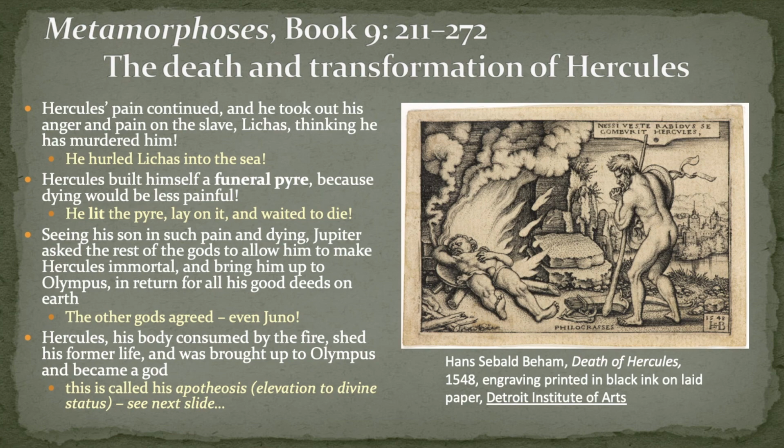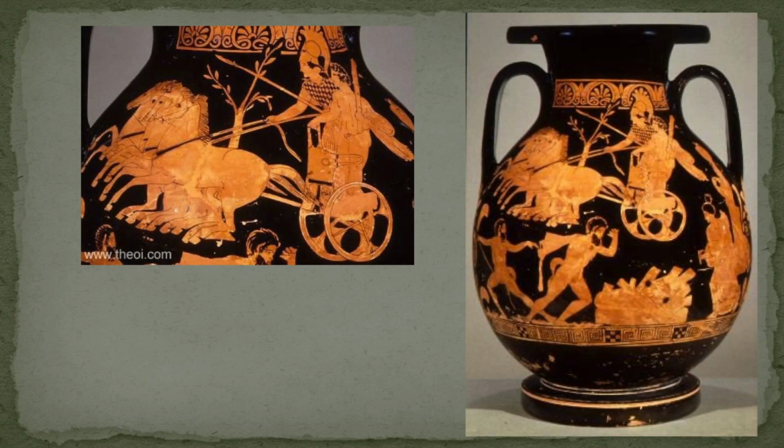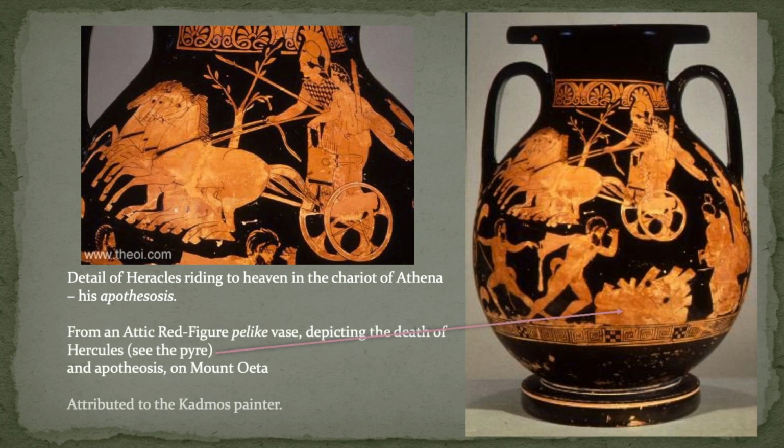Now he's literally on fire, but it's somehow less painful than the actual shirt of poison that he was wearing. This next slide shows this lovely piece of artwork. Here we've got an Attic red figure pelike vase, and it's showing the death and apotheosis of Hercules. Or rather Heracles, although this is a Greek pot, so it technically is Heracles, but we're reading about Hercules. Sorry to be confusing.